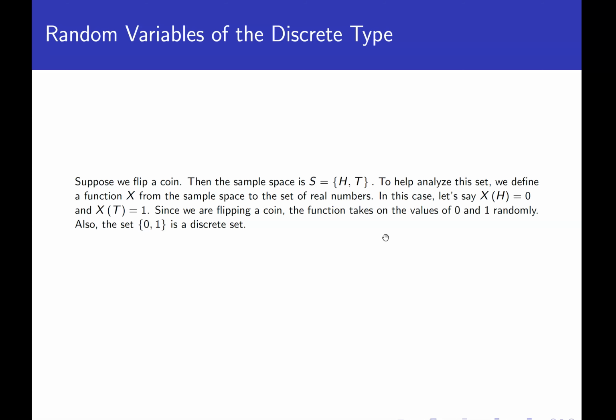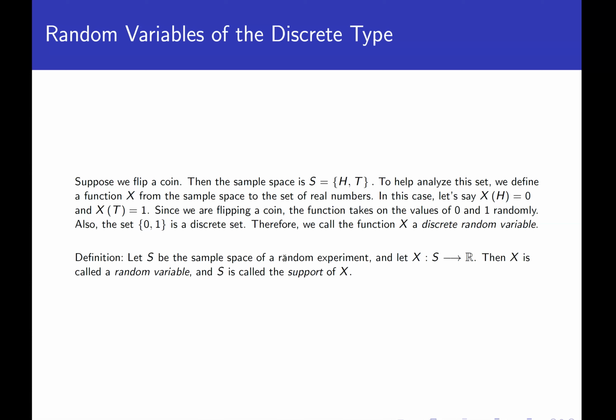We're flipping a coin here, so certainly it takes on these values 0 and 1 randomly. It depends on when you flip it whether or not you get a 0 or a 1. And again, like I mentioned with the H, T idea, the set {0, 1} is a discrete set, right? There's nothing in between 0 and 1 that you can possibly get as an outcome for the X. So in this case, we refer to the function X as a discrete random variable.